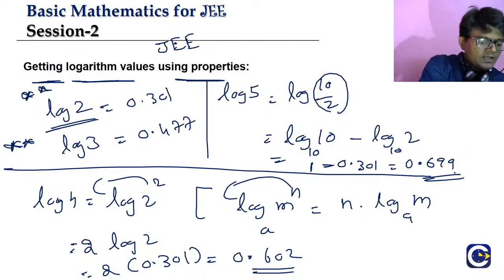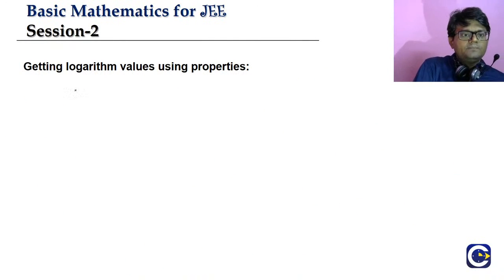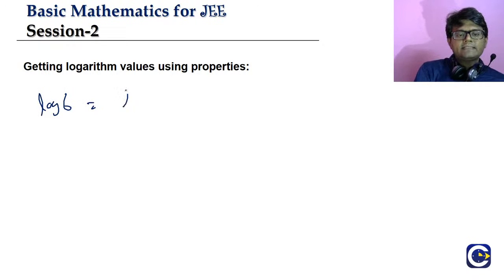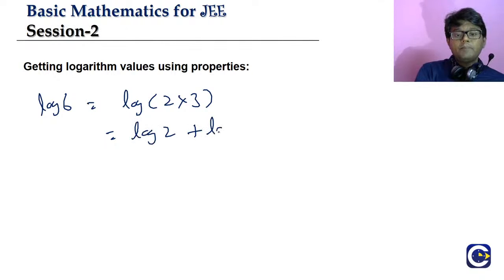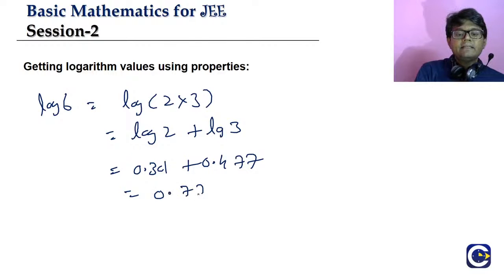Okay. Now we will get the others also. Log 6. Log 6 can be written as log of 2 into 3. This is like log of m into n. Remember the property. What is log of m into n? Log m plus log n. Log 2 is 0.301. Log 3 is 0.477. So that addition will be equal to 0.778. That is our log 6.